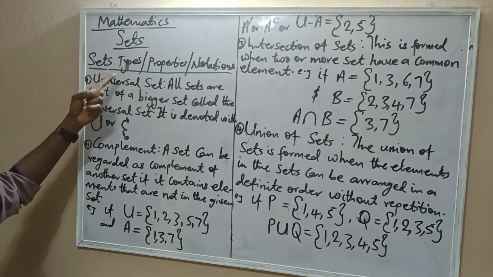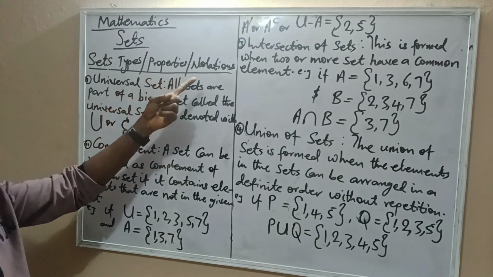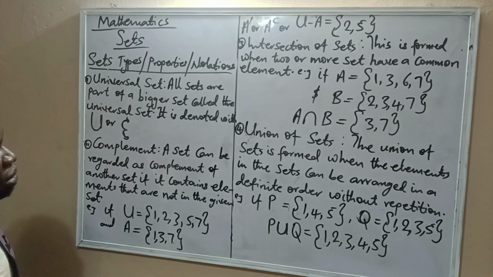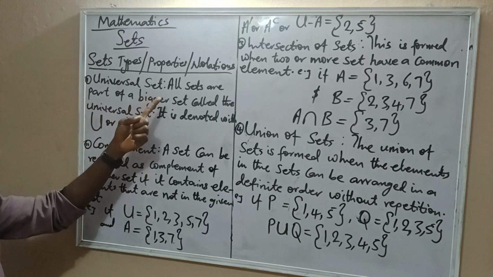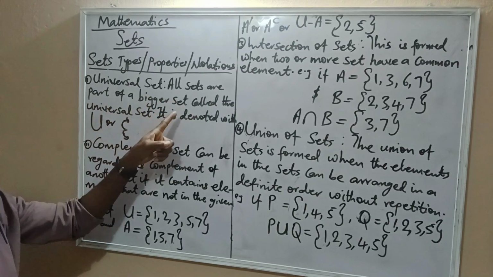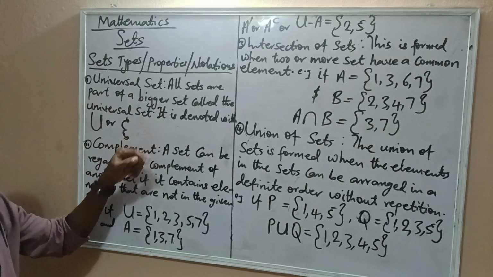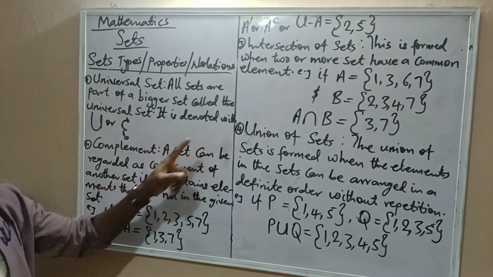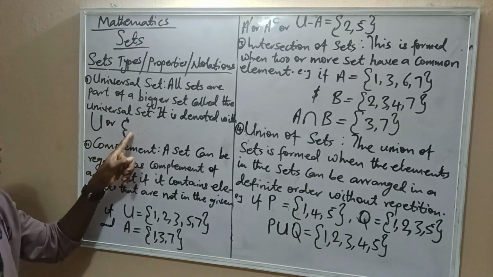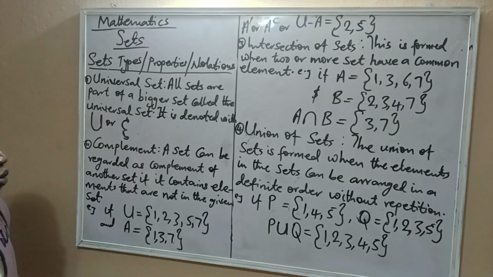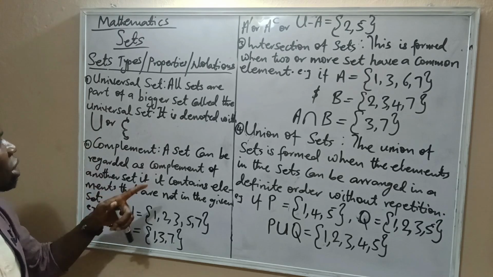Now we have set types, properties, and notations. The first one is universal sets. And of course, all sets are part of a bigger set called the universal set. It is denoted with capital U or this Greek letter that is called psi. This is the symbol, but the common symbol is capital U. It's used to denote the universal set.